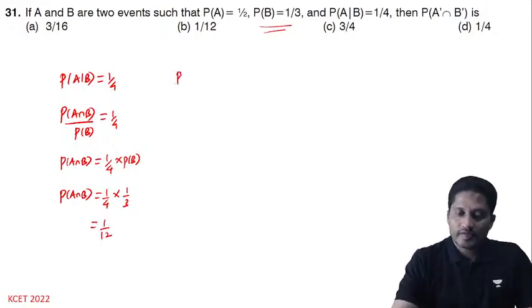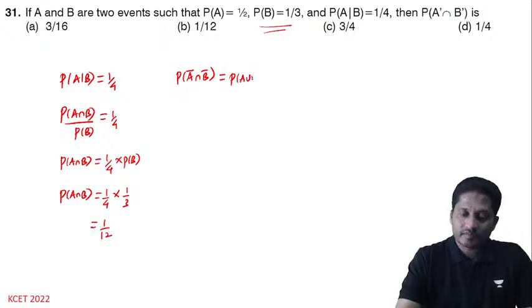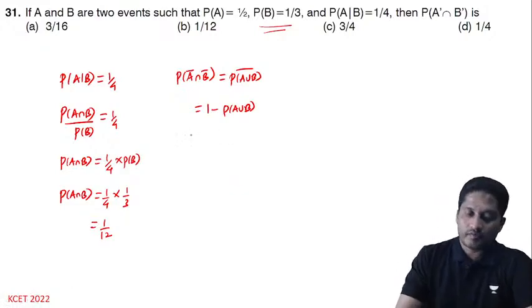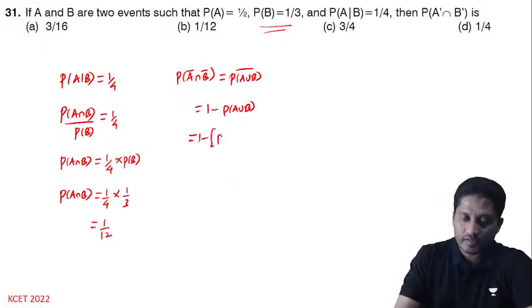I should find out P of A dash intersection B dash, that is A bar intersection B bar. Now I can write this as P of (A union B) whole bar. P of (A union B) whole bar is 1 minus P of A union B. Now P of A union B is P of A plus P of B minus P of A intersection B.